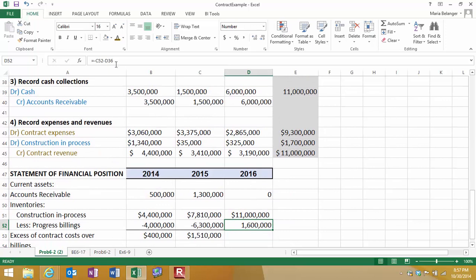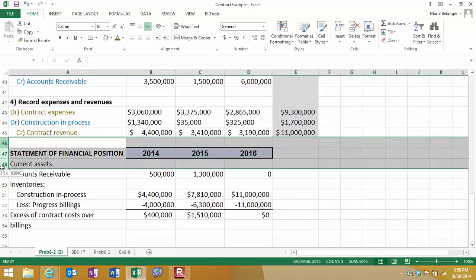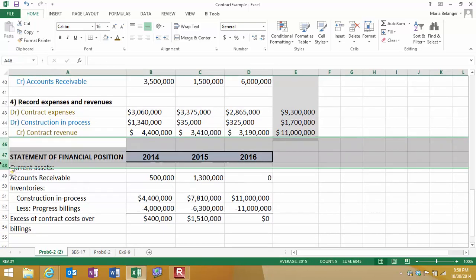I have an error again in my formula. There we go, $11 million. So let me just put a minus in front of this. And our contract is finished. Now there is one additional entry. Our contract is finished, but we're still showing some numbers in our construction in process and progress billings equal to the contract value. And so in the very last year, we're going to have to do an extra journal entry.